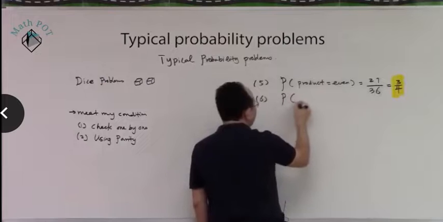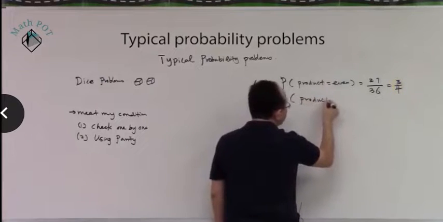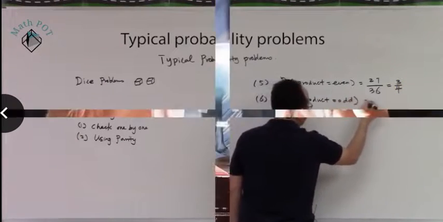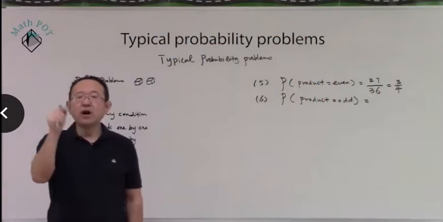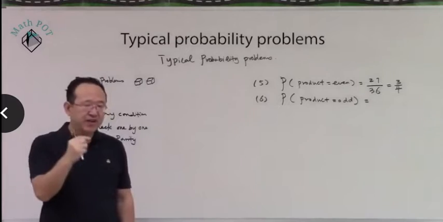So what is the probability that the product is an odd number? Can anybody predict what the answer is? So the answer must be equal to what? 1 over 4. Otherwise, definitely something is wrong.